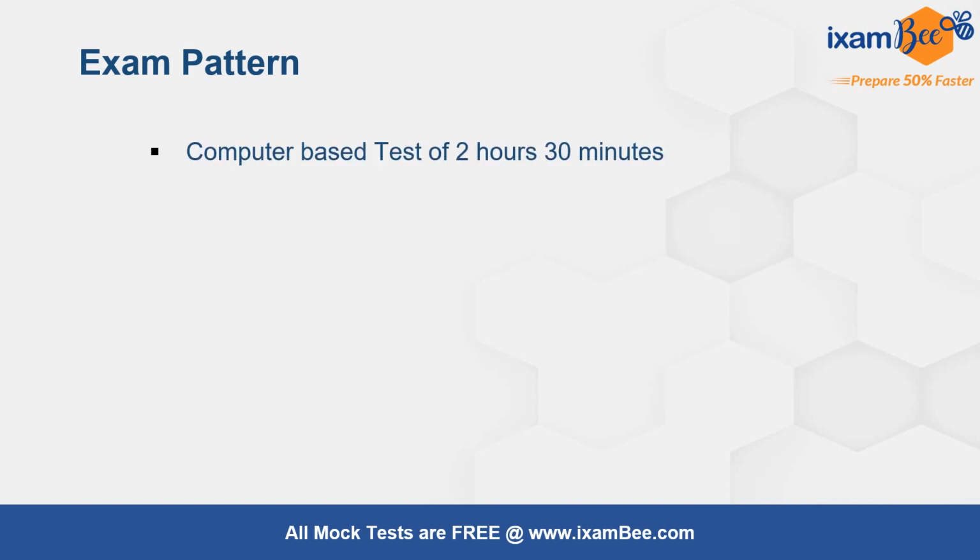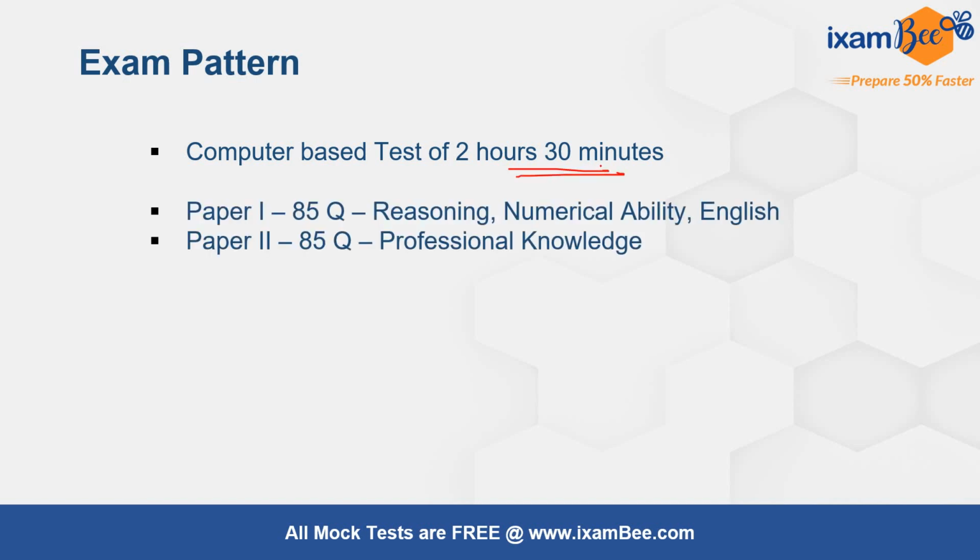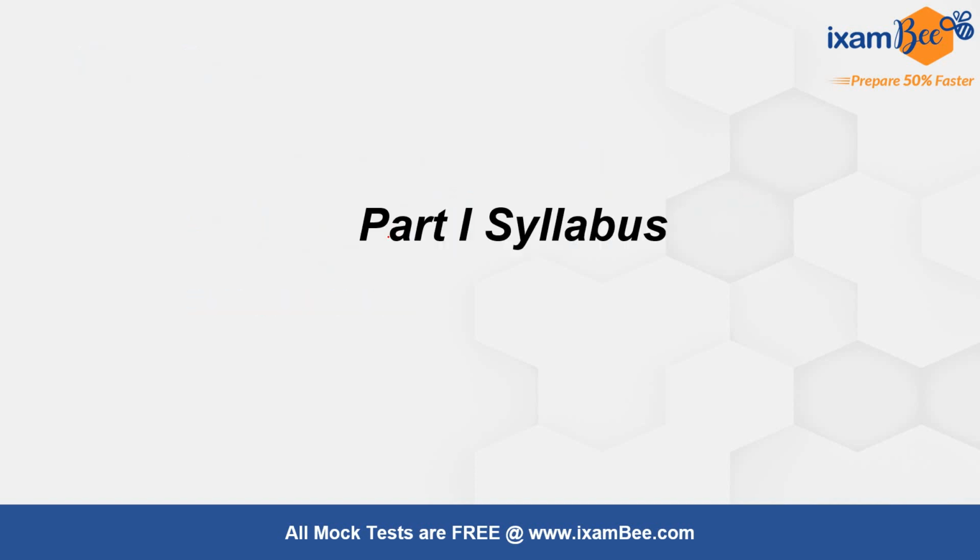Also, the computer-based test is of 2 hours 30 minutes. There are 85 questions both in paper 1 and in paper 2. For reasoning, you will find 34 questions. Here reasoning is called intellectual potential test. For numerical ability, which is quantitative aptitude, there are 34 questions, and for English there are 17 questions. In professional knowledge, there will be 85 questions and there is no negative marking. Going on to the syllabus of part 1 and part 2.